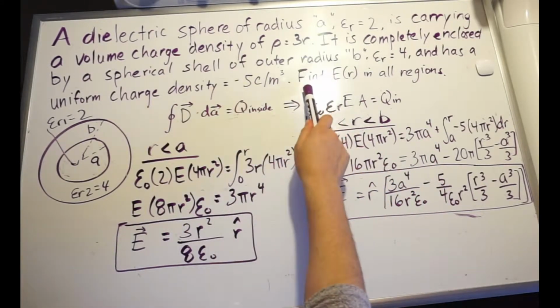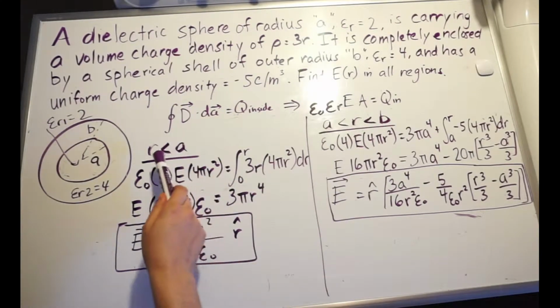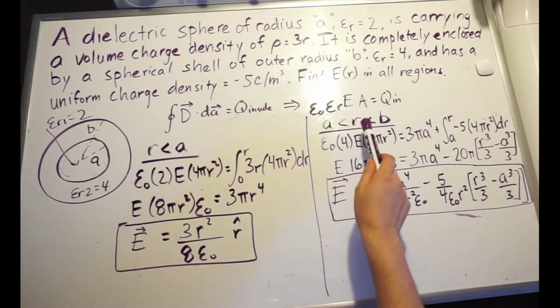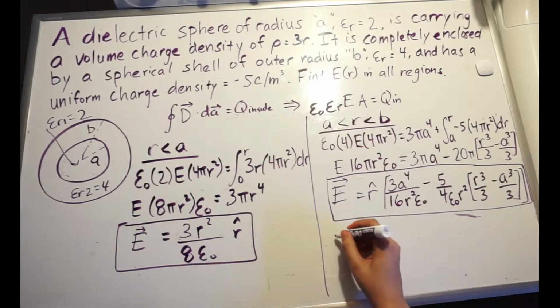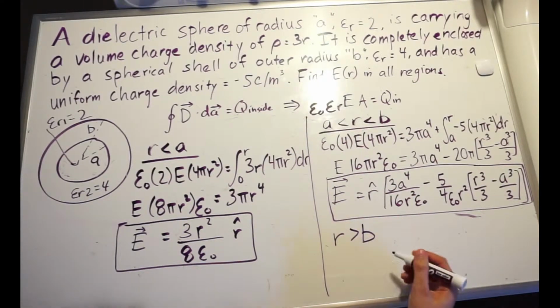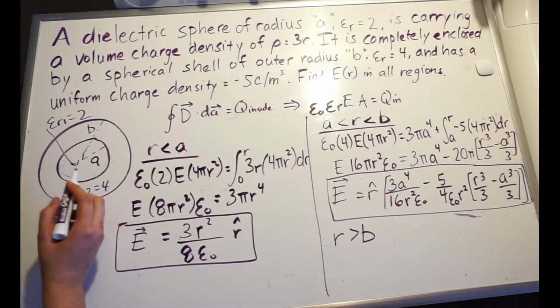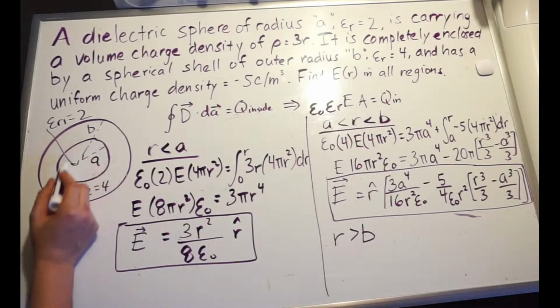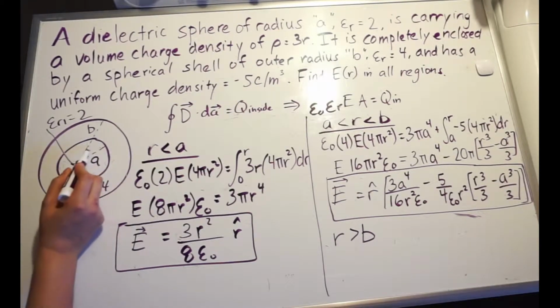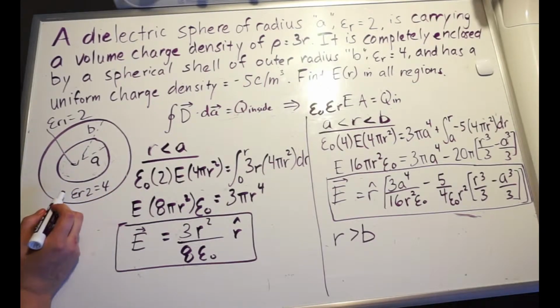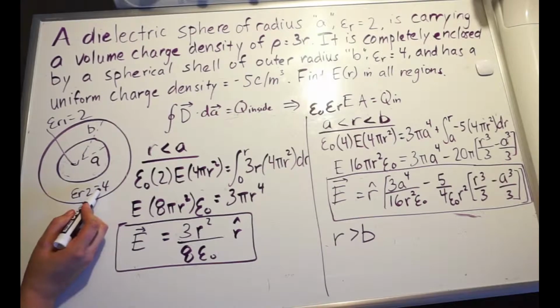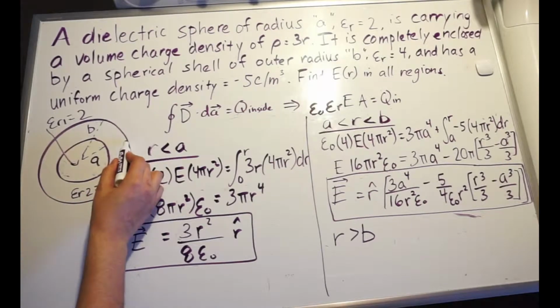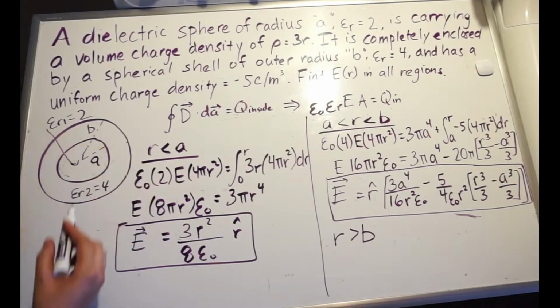The question asks us to find E of r in all regions. So there's a region where r is less than A, a region where r is between A and B, and a region where r is greater than B, which I will show you once I finish these two and have more room. From the problem statement, epsilon r1 is equal to 2 when r is less than A, and epsilon r2 is equal to 4 when r is less than B but greater than A.